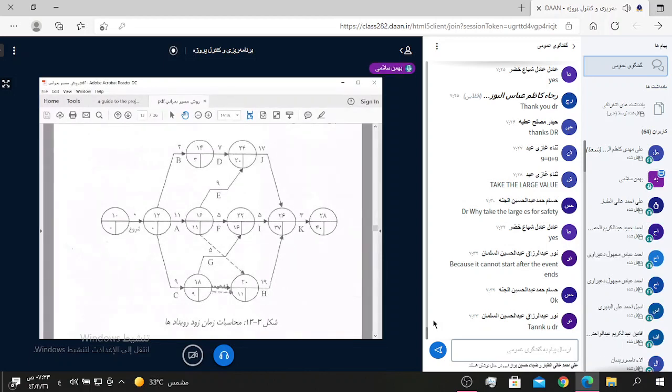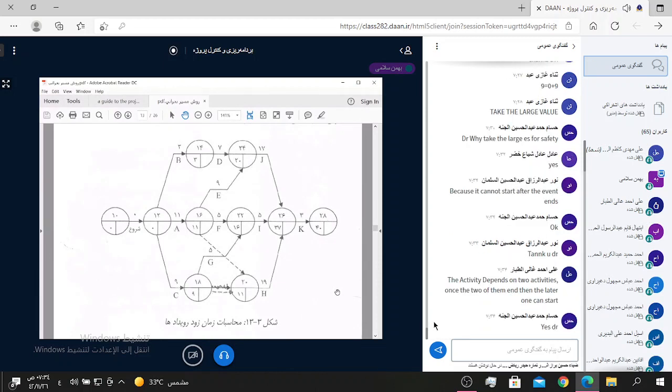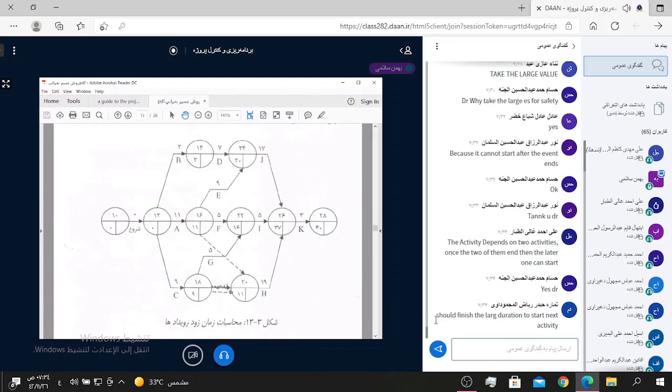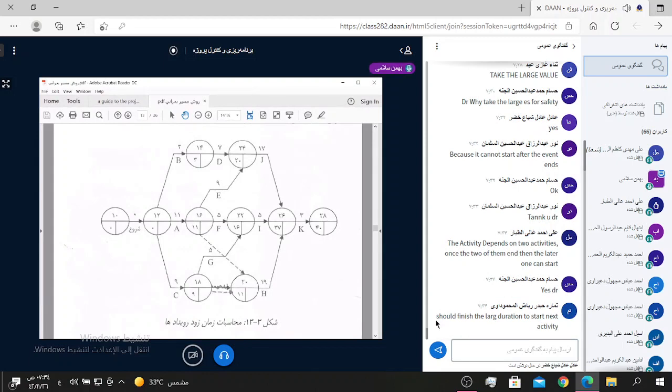Mr. Hassan, do you understand? Do you get the answer? Mr. Ali said the activity depends on two activities. Maybe we should say one node depends on two nodes. Once the two of them end, then the later one can start.